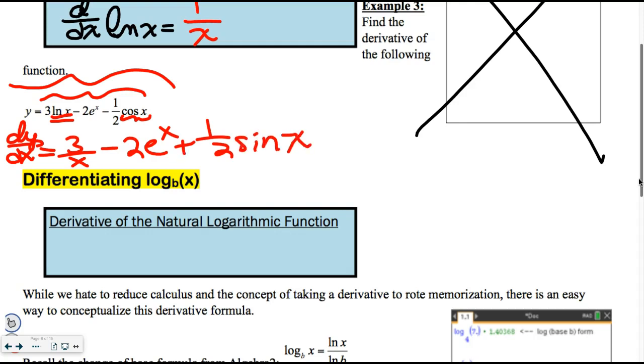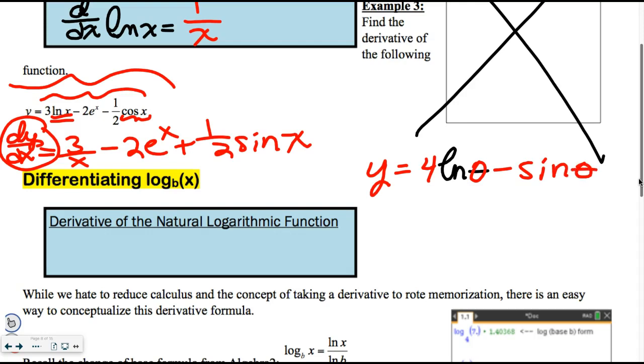I'm okay with you doing that on your homework, but I won't give you full credit if you don't write this. All right? Because also when the variable changes, for example, if it was y equals 4 ln theta minus sine theta, I want you to understand that theta is now the independent variable going in, causing y to change. So you would write dy d theta, but it works the same way.